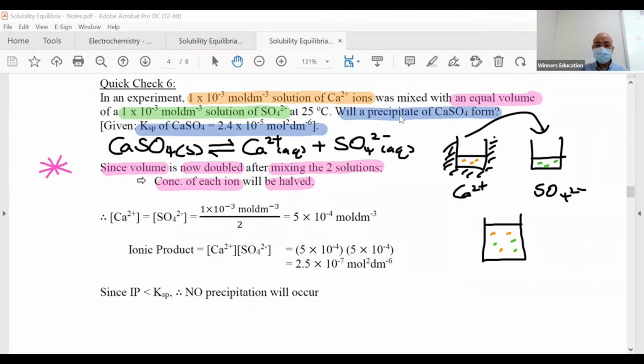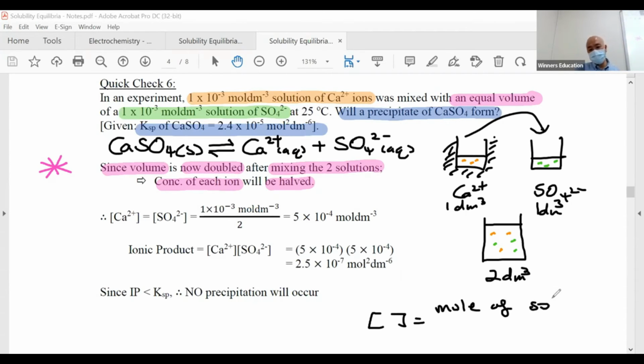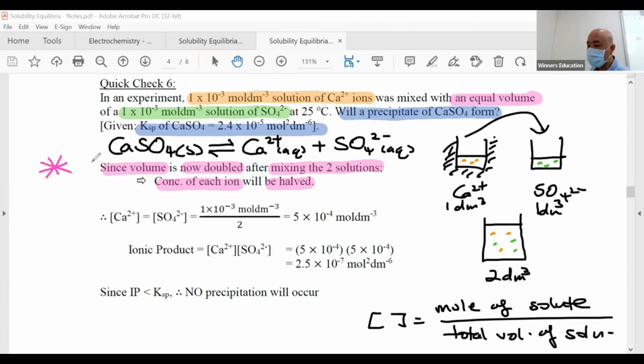All right, so look at it once again. If this is 1 dm³, this is 1 dm³. This is therefore 2 dm³. So again, what is square bracket? Square bracket is the mole of each solute divided by the total volume of the solution, set 3 itself. We won't do more calculation to show because it's too slow. So just be careful. All right, once you get it, it must be divided by 2. Okay, everyone? Okay, more calculation.